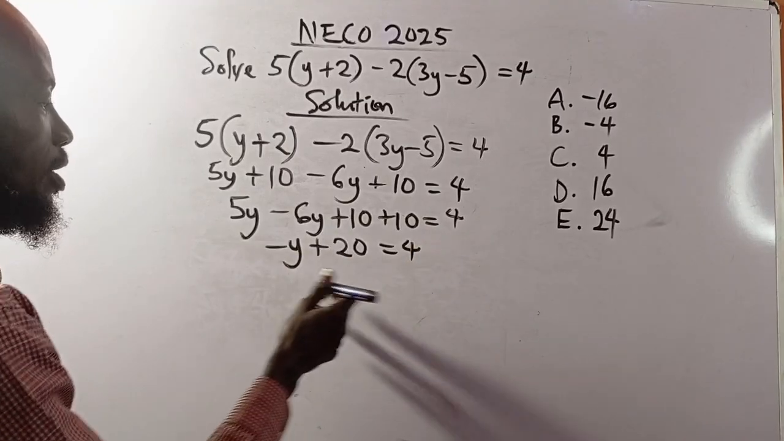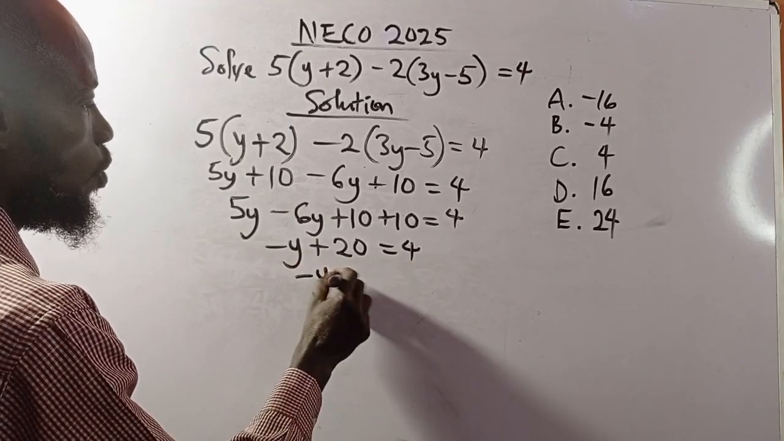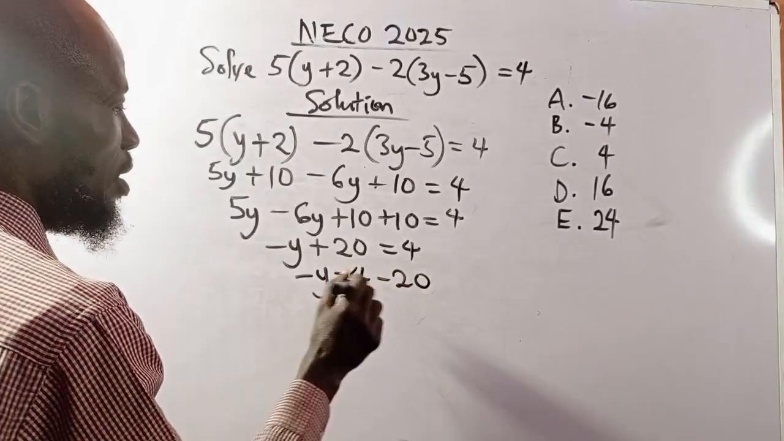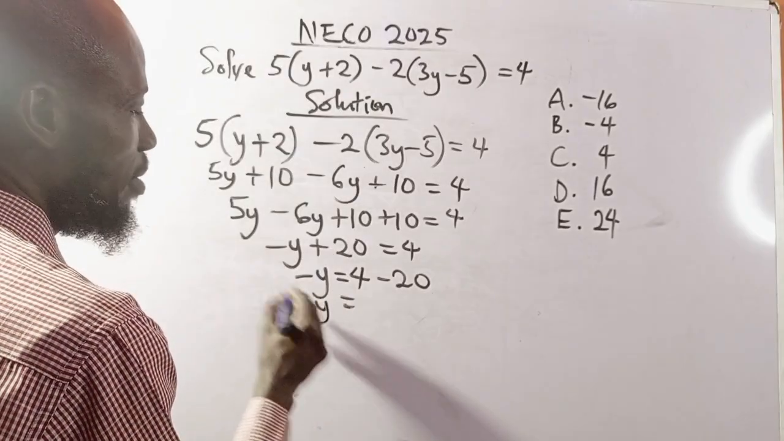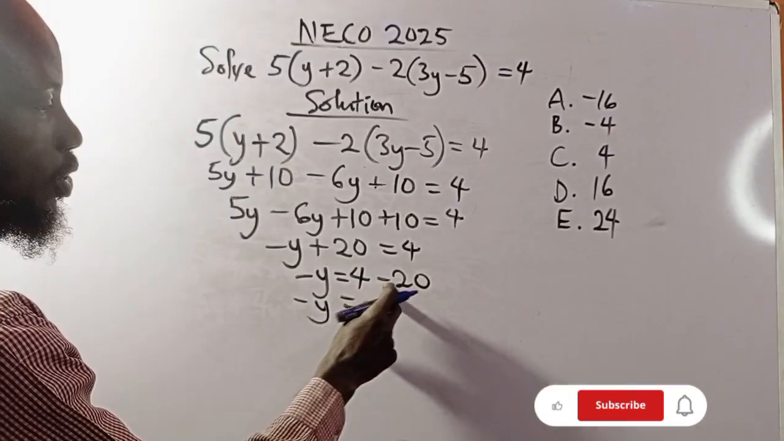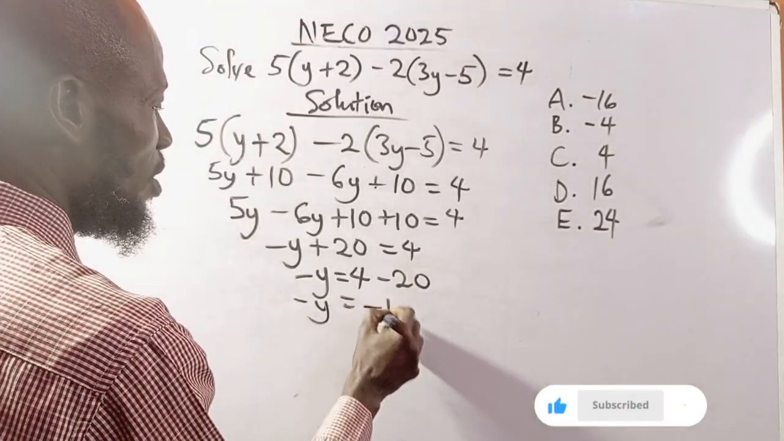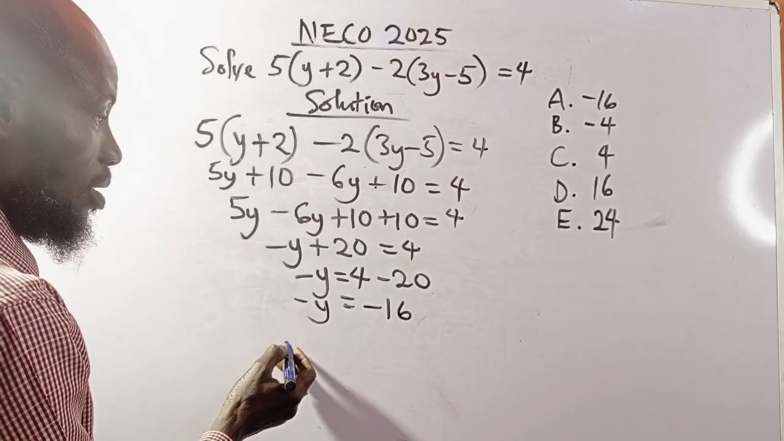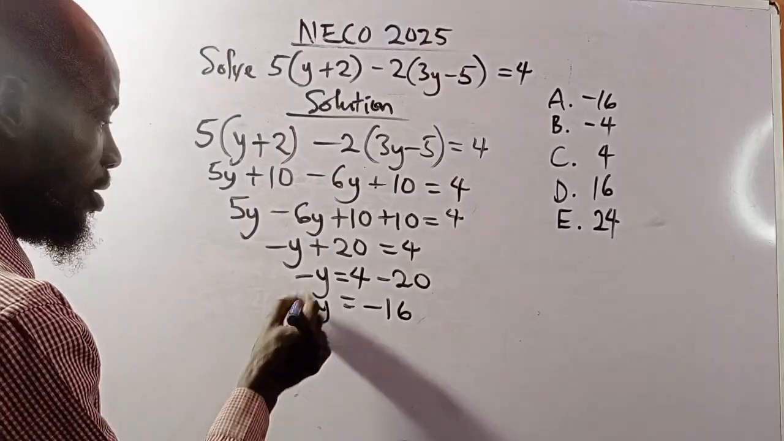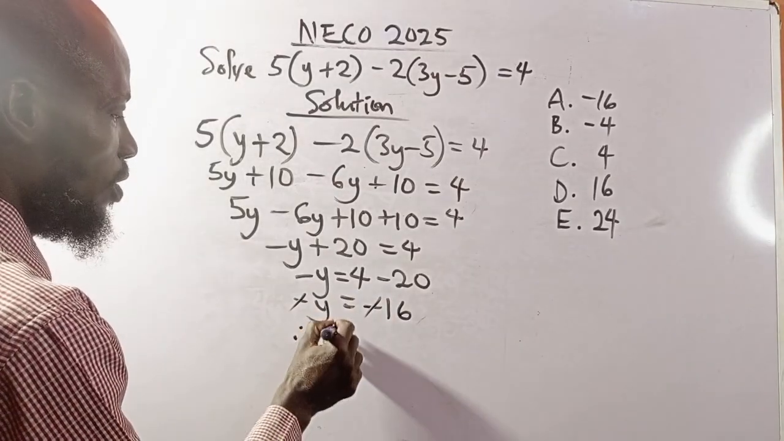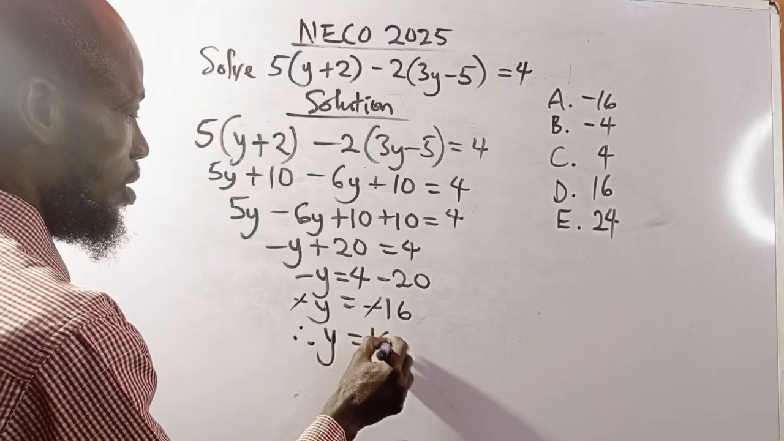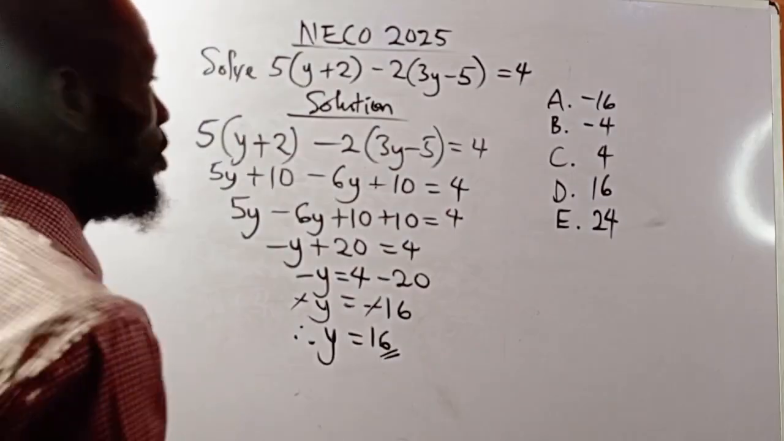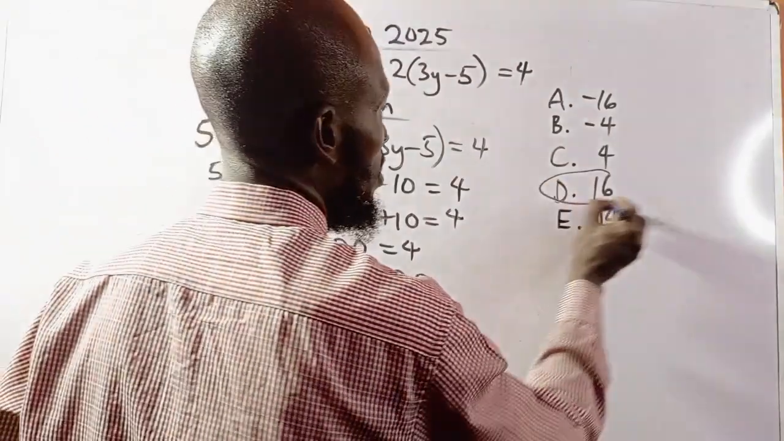Move this to the other side. So we have minus y equals 4 minus 20. Then minus y. So 4 minus 20, that will give us minus 16. So we can cancel out the minus sign on both sides. So therefore, the value of y is 16. So if you look at this, the correct option here is option D.